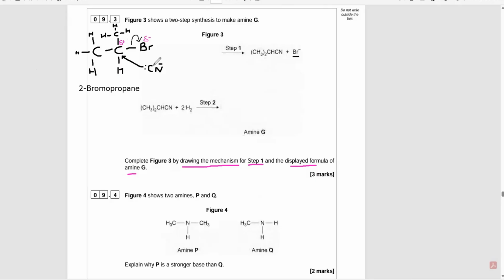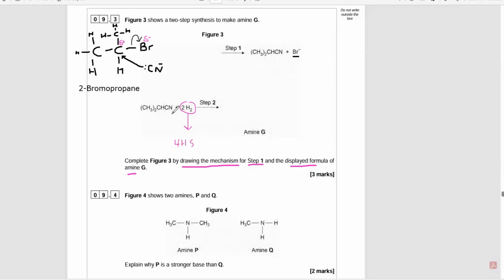And then, of course, bromine's going to have to break off. That bromide ion is going to be released because carbon can only have 4 bonds. It can't have 5. And there we go. That is going to be the steps. And that's probably going to get you 2 marks for the mechanism right there.